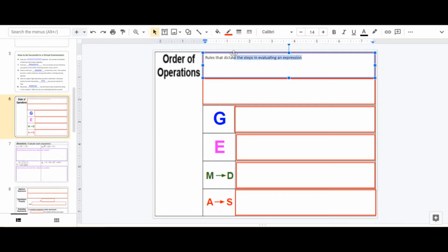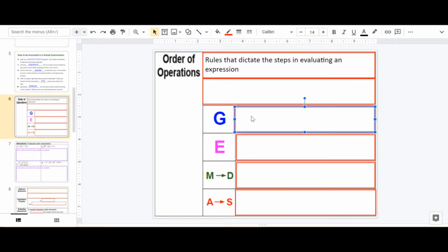And you may want to highlight that and make the font a little bit bigger. And we remember the order of operations by using GEMDAS. You may have learned it as PEMDAS, but G is preferable. So G stands for grouping symbols. And with grouping symbols, we work from the inside out.